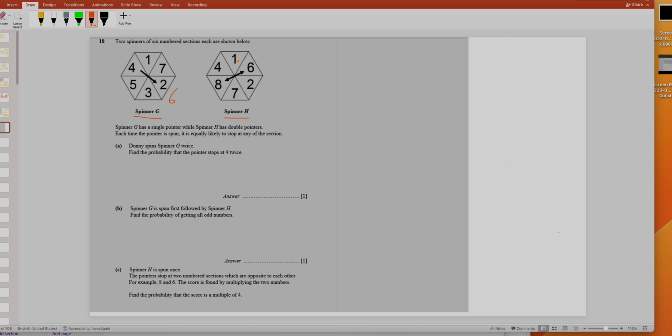Yeah. So over here is 1, 2, 3, 4, 5, 6. 6 also. Okay. So the total possible outcome is 6. So any one of them is 1/6. Right? Yeah. So over here it says only spin spinner G twice. So just this alone. So find the probability that the pointer stops at 4 twice.